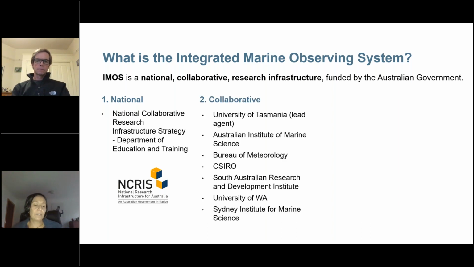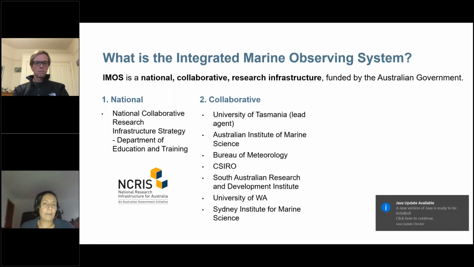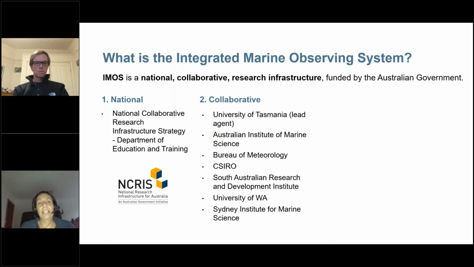We are collaborative, so while the University of Tasmania is the lead agent for IMOS, IMOS is actually an unincorporated joint venture between several different organizations that have strength in marine science. Here you can see several different marine institutions. We have our operational agency like the Bureau of Meteorology. We have state agencies as well as several universities that collaborate together with the University of Tasmania to make IMOS a reality.